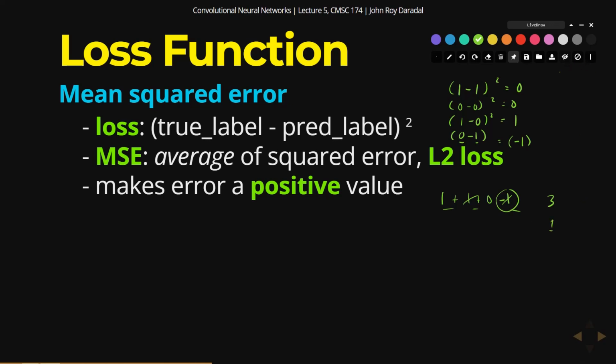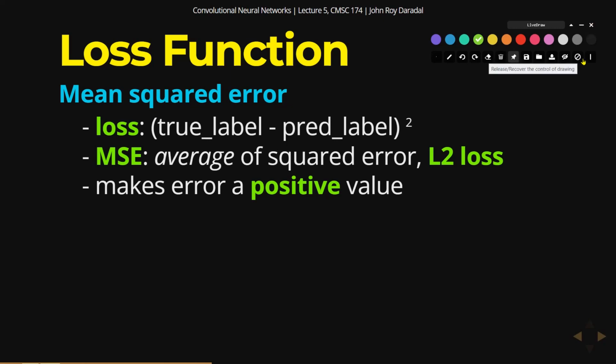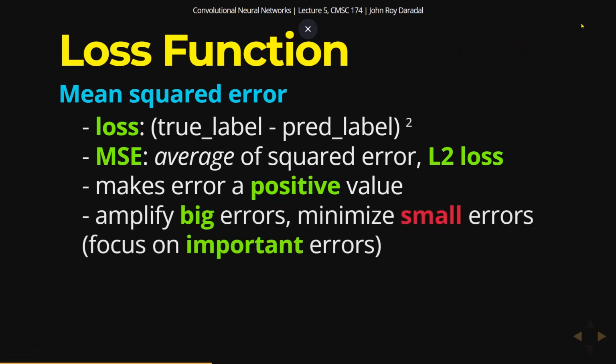So we want a positive value for the error. That's why we do the squaring. Okay, so if we square this, this becomes 1. So that is why we square. But the other reason is because we want to amplify the big errors and minimize the small errors, so that we can focus on the important errors.